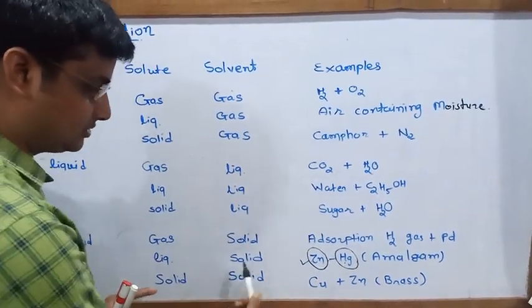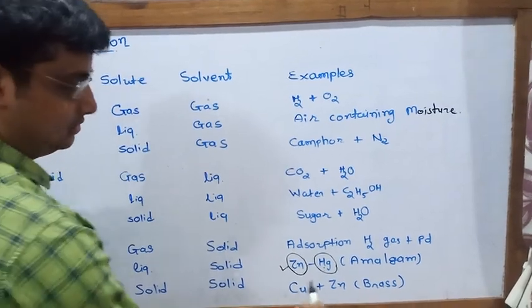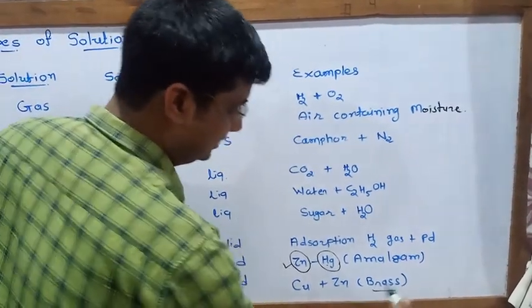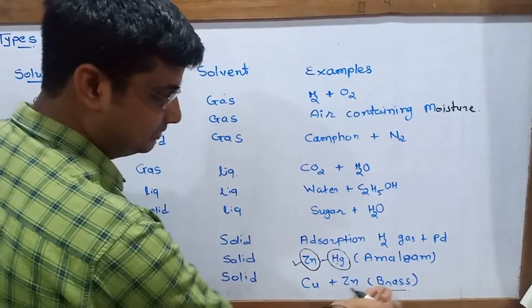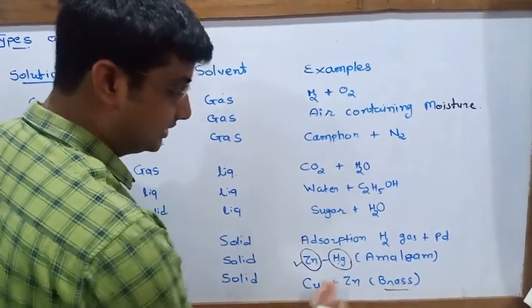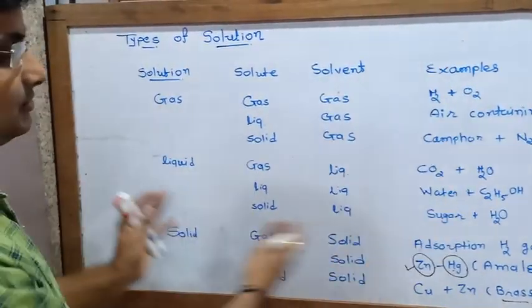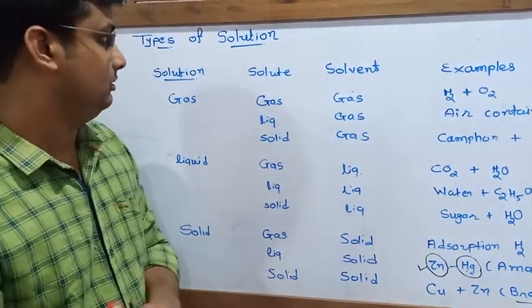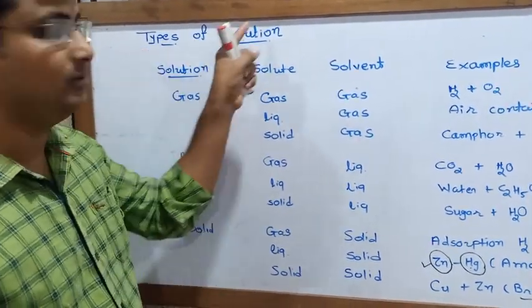Last, solid plus solid. All the alloys. One of them I have written over here, that is brass. Copper plus zinc make brass alloy. So both are in solid form. So it's a very important point for MCQ, that is types of solution.